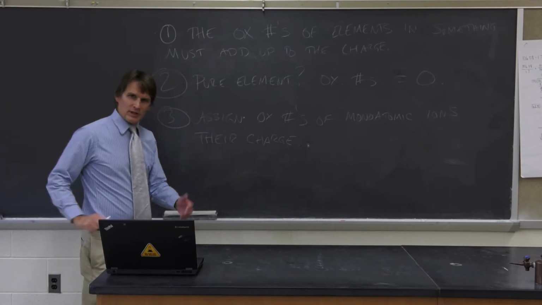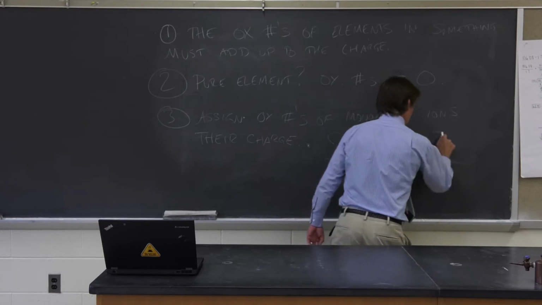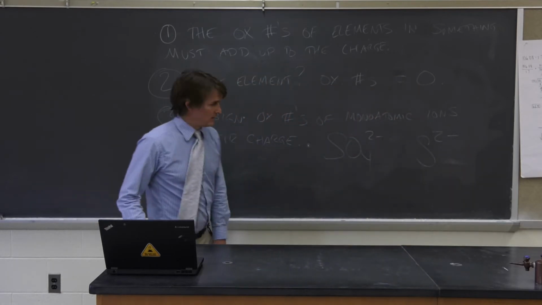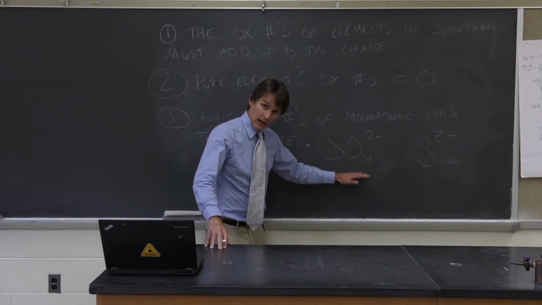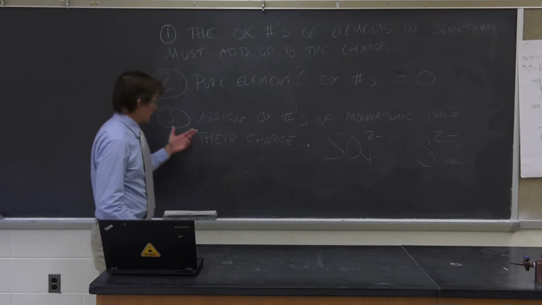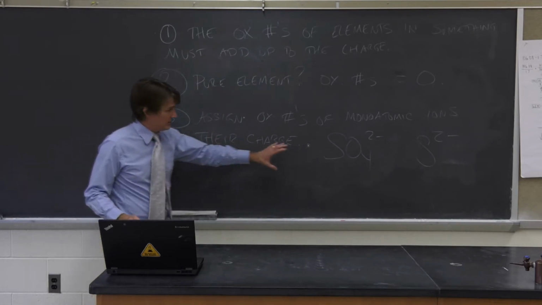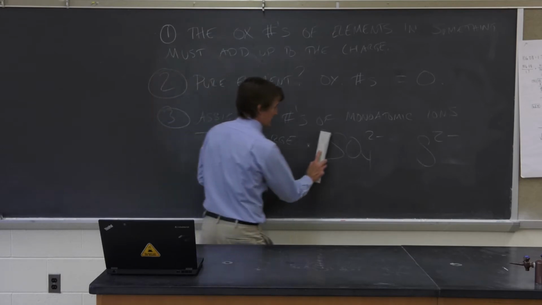So what's a monoatomic ion? Let me draw 2 ions down here, sulfate and sulfide. Only one of these is a monoatomic ion. Remember, this is a polyatomic ion. It's made of more than one element. This rule doesn't even apply to this substance because it's not monoatomic, so I'm not even going to consider this.